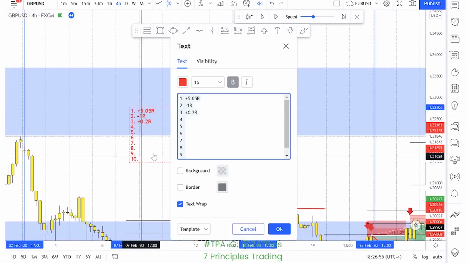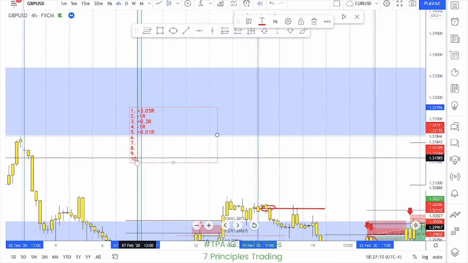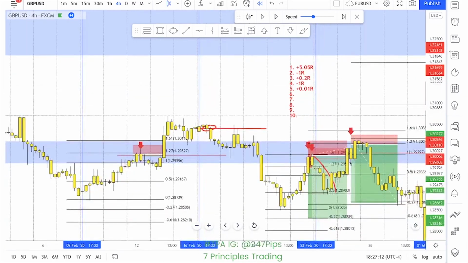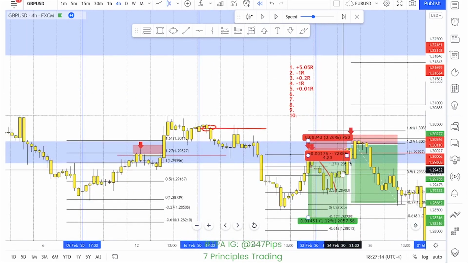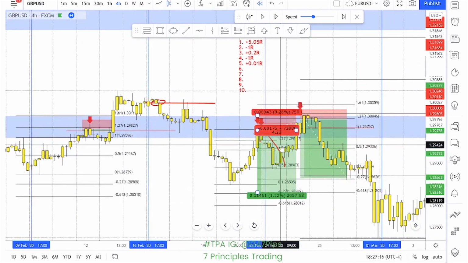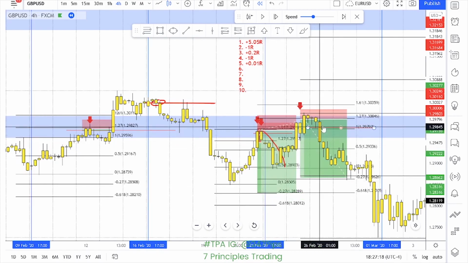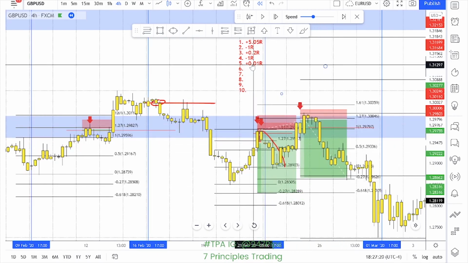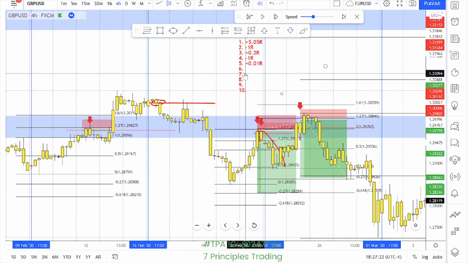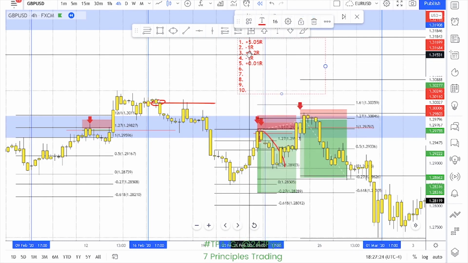Where's our writing? Next one was -1R as we took a loss there. Next one was positive 0.01R, which we'll give. Let's keep moving on. So this is the 0.01, and this one we actually have TP hit for positive 6.23R.